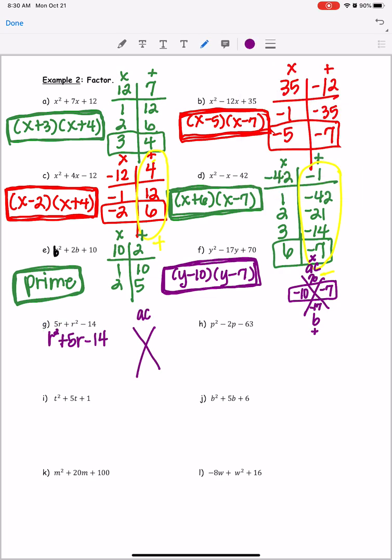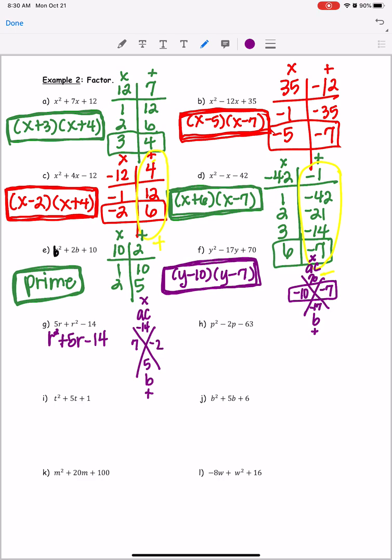So my A times C is 1 times negative 14. My B term is this 5. So find two numbers that when you multiply give you negative 14, but when you add them together you get a positive 5. And that is going to be 7 and negative 2. 7 times negative 2 gets you that negative 14, but when you add them, 7 minus 2 gets you that positive 5.